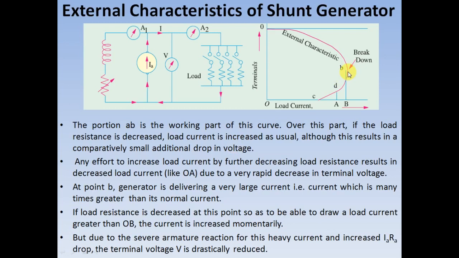If any further attempt to increase the load current beyond this point will result in a very rapid decrease in the terminal voltage, and this causes the characteristics to turn back like this from point B to point C. As you make any attempt to increase the load current from this point, then all of a sudden the magnitude of terminal voltage goes on decreasing and finally it comes to zero value. This is happening due to the severe armature reaction drop and very large magnitude of IARA drop, that is armature resistance drop. Due to these large magnitudes of drops, the magnitude of terminal voltage is also very much reduced. Hopefully the external characteristics is also clear for you now.